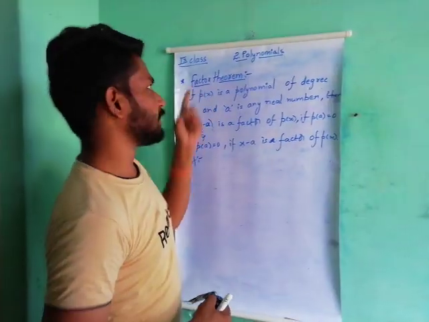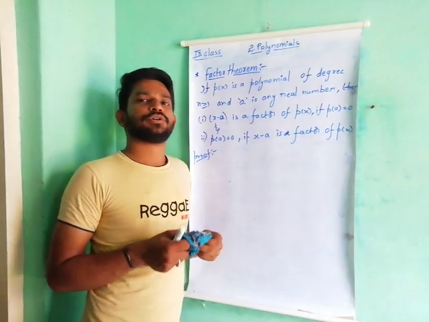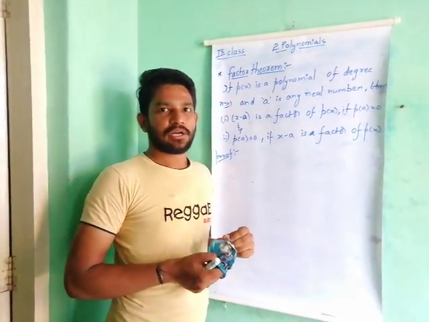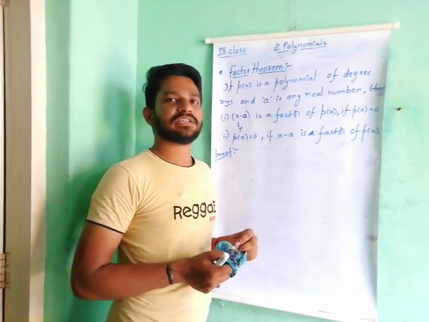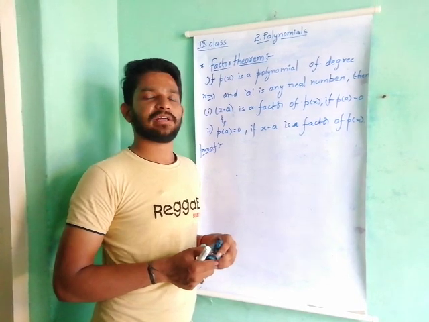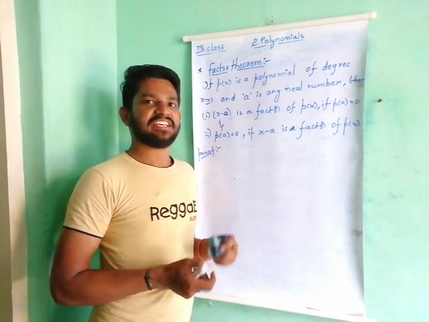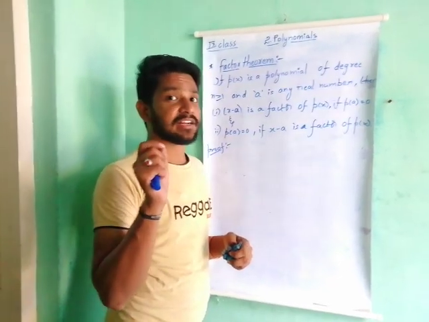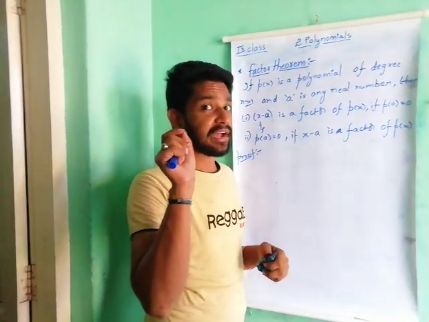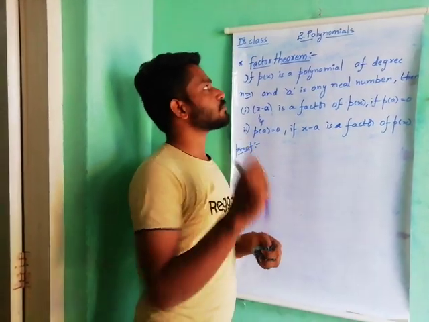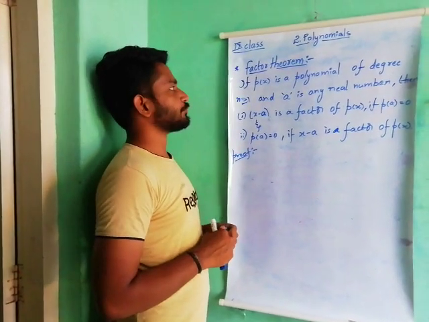So, factor theorem. In the previous videos, what theorem did we discuss? Remainder theorem. What is the statement of the remainder theorem? If p of x is a polynomial of degree greater than or equal to 1 and is divided by another polynomial x minus a, then the remainder is p of a. So using the remainder theorem, we have to prove the factor theorem.